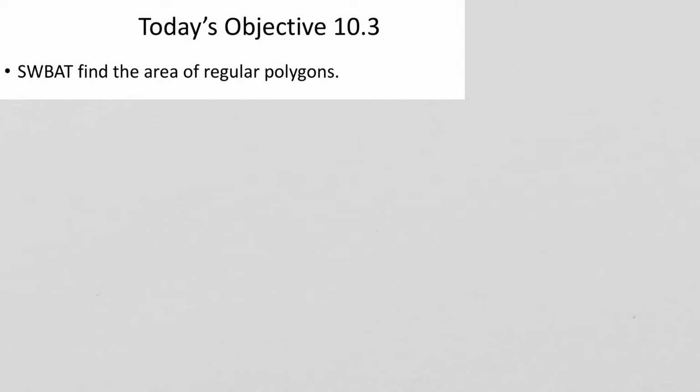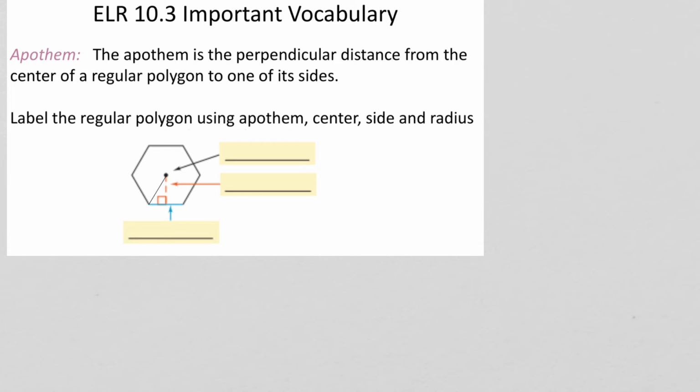All right, so today's objective is 10.3, to be able to find the area of regular polygons. And what were regular polygons? They all had sides the same and angles the same. Some important vocabulary to write down and to label here for 10.3. So we have a couple different things in a regular polygon. We have something called, which is a weird name, apothem, A-P-O-T-H-E-M. The apothem is the line that's perpendicular from the center to one of its sides.